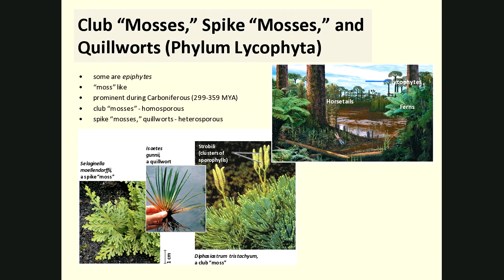But the club mosses are homosporous, right? So they're going to make a bisexual gametophyte, just like the ferns do. The spike mosses, which you see there, and the quillworts are heterosporous. So they're going to have a megaspore and a microspore.